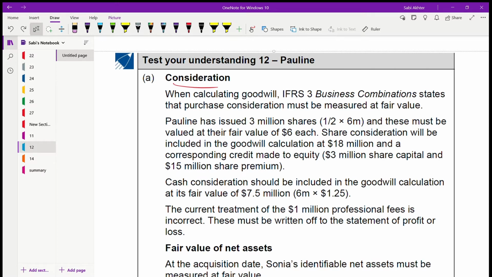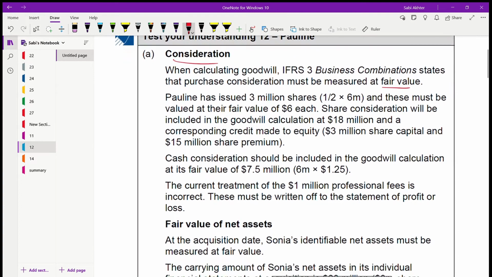Consideration must be calculated at fair value. We know that, right? So now starting with the shares, we have to find out how many shares Polo has issued. Polo has issued 3 million shares. Why? Because they'll be giving one for every 2 shares. That means half of 6 million, which is 3 million shares. And this is valued at 6 each, which will give you 18 million of share consideration in the goodwill.